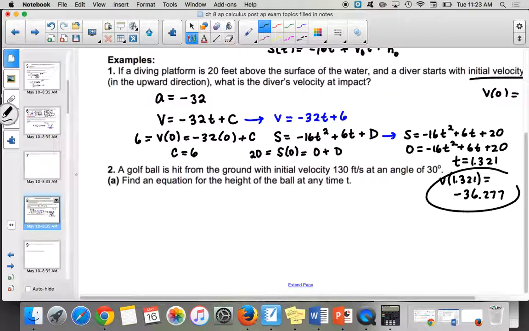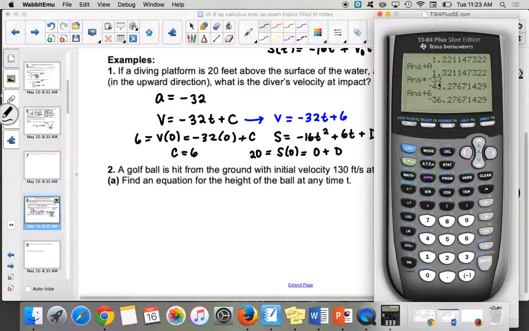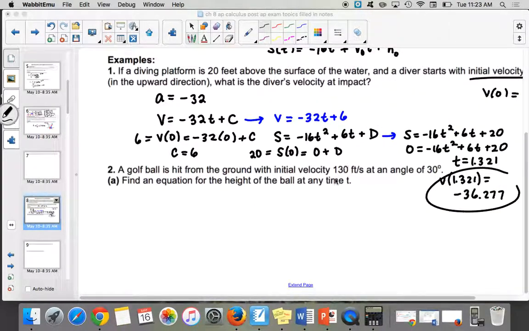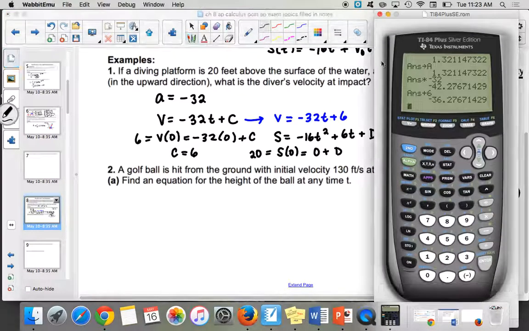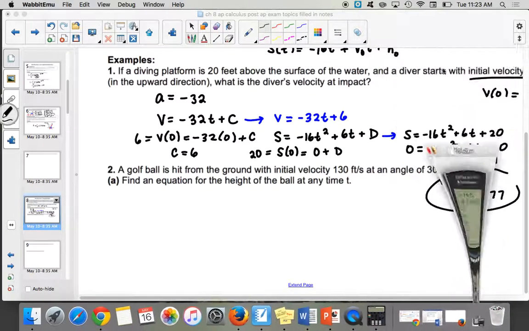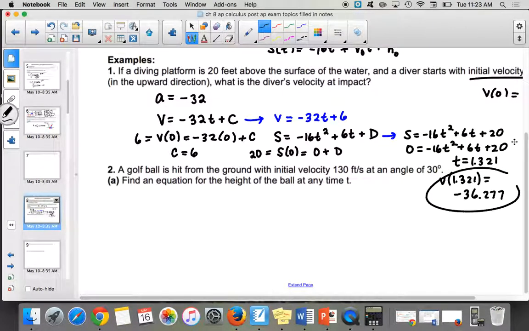Did you plug in the rounded answer, or did you plug in the actual? I used the answer button, I think, on my calculator. So what was your t? What was your 0? I got t was 1.321. Because I got 1.277, which I don't know how. Does everybody else have what I had? Okay. So maybe check your negative 16 and your 6 and 20, you may have mistyped something.